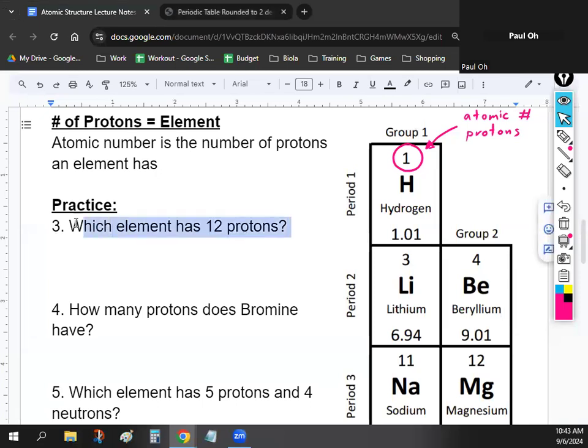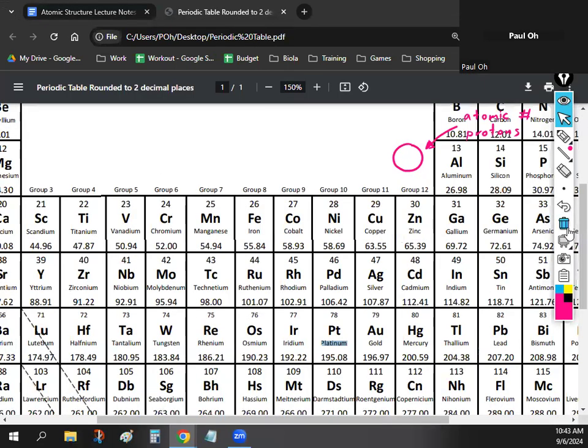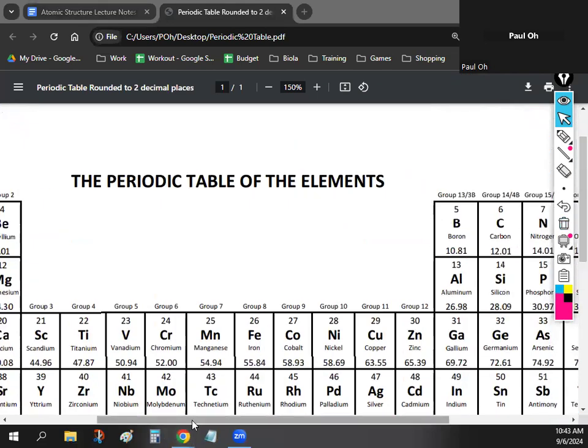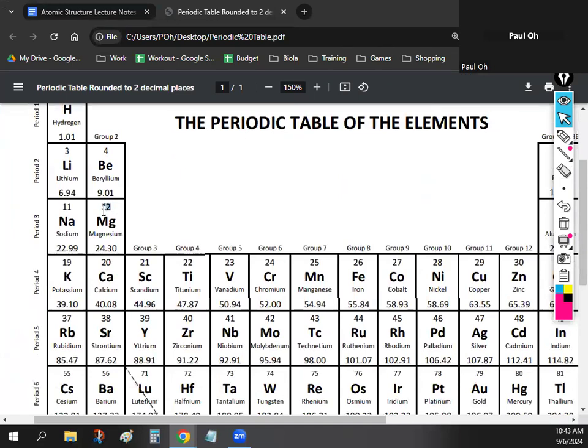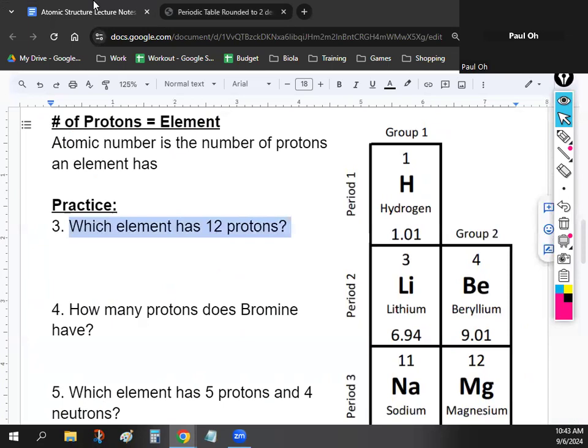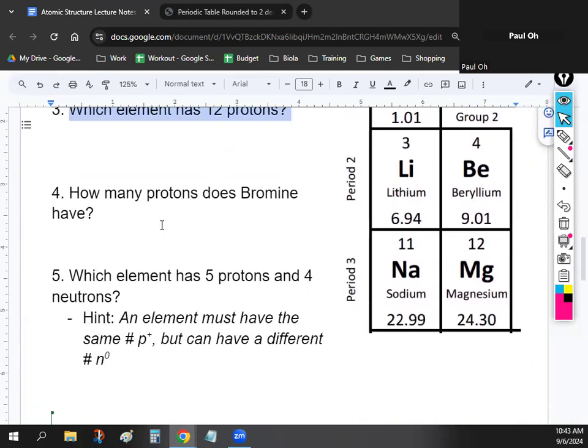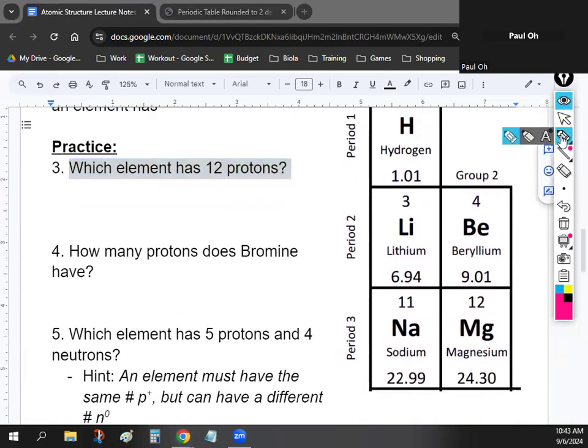All right, so for number 3, we're looking for the element that has 12 protons. So we just go to the periodic table, and all we have to do is look for the element that has the number 12 on the top. If you look for the element with number 12, it's going to be magnesium. So for number 3, your answer is going to be Mg. If you wrote the full name, that's totally fine, but like I told you guys, you can always just write the symbol to substitute the name, and we'll be good. So Mg, and that's because it has a 12 on the top.